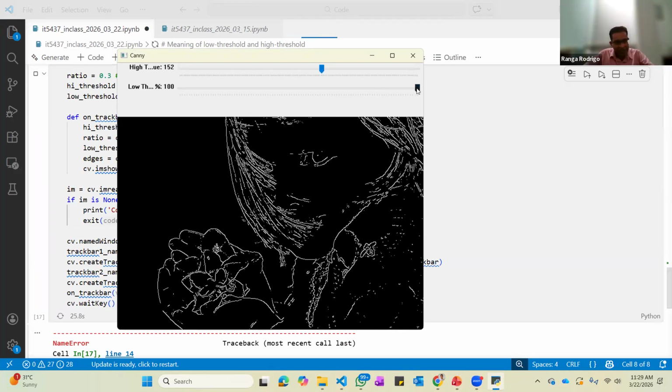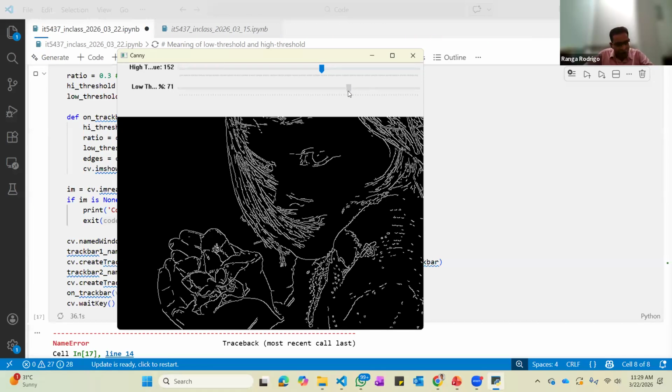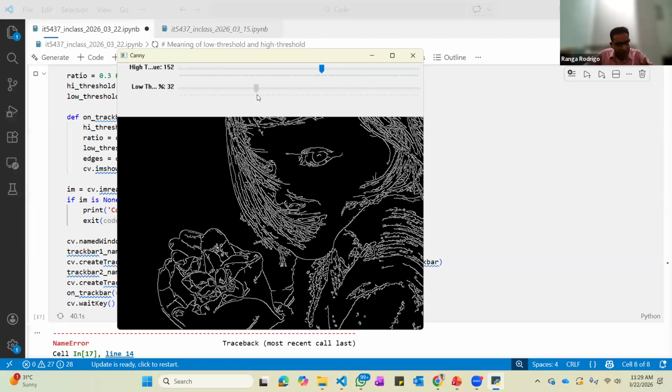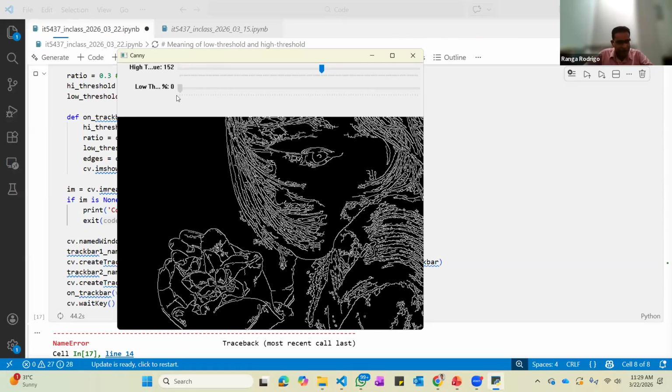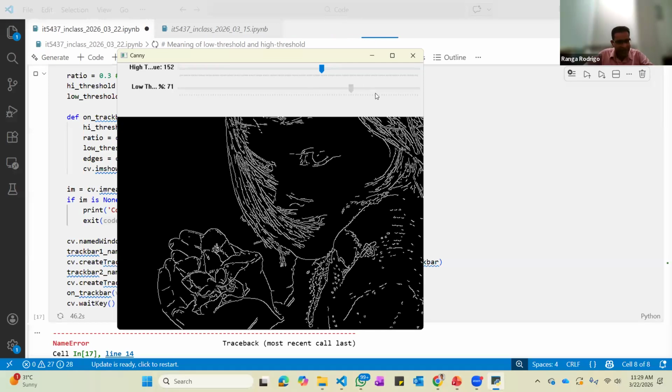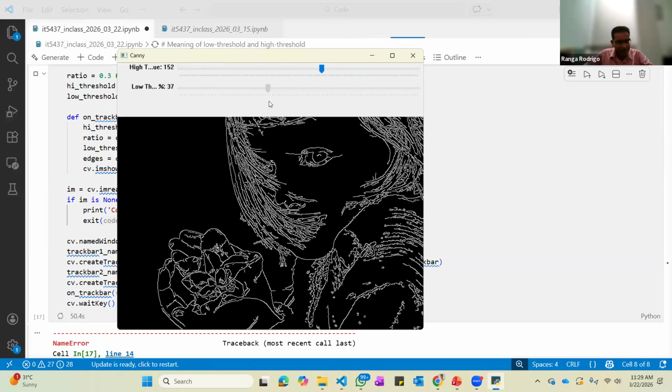Now my low threshold is very high. That means I do not allow the edges to continue from the high threshold. But if I lower it, you can see the strong edges that start grow. They grow because now I allow weaker edges that are connected with the strong edges to also pass through. Can you see the effect of the low threshold and the effect of the high threshold?